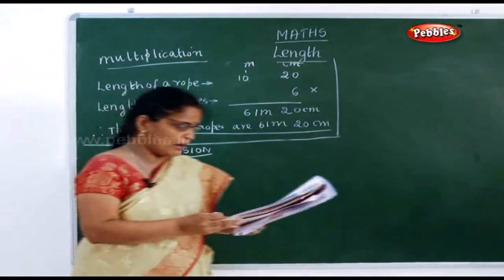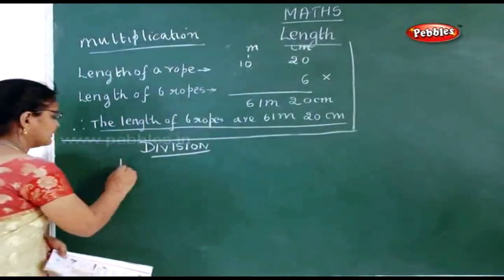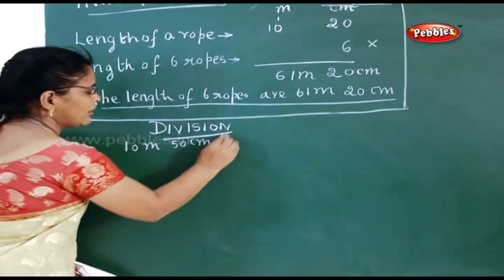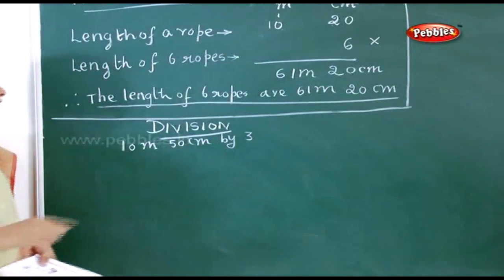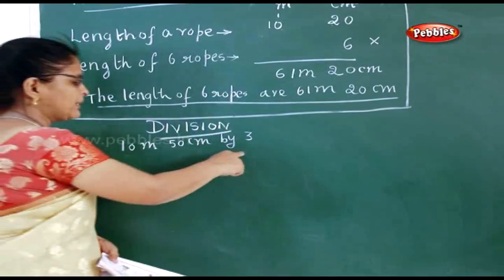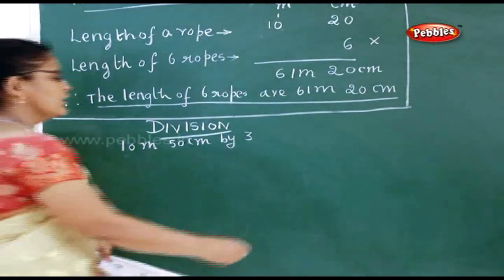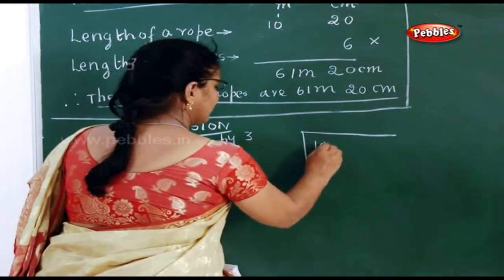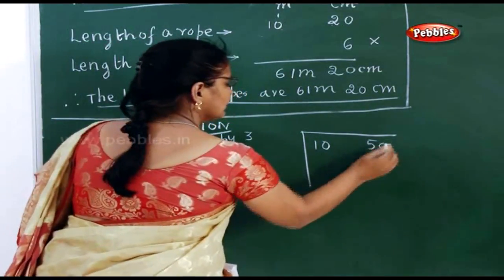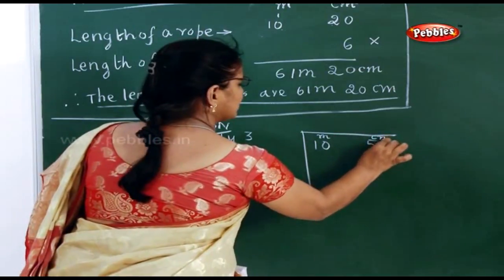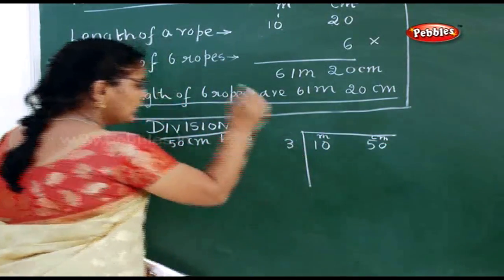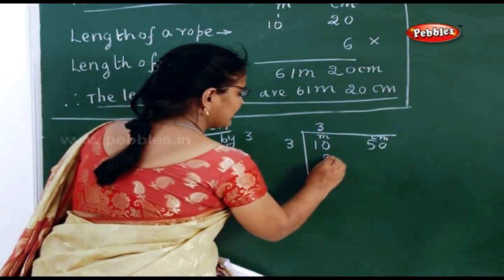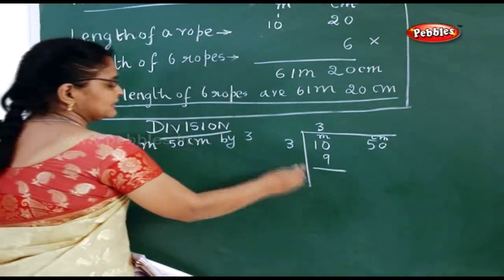See, in the division sum in your book, divide 10 meter 50 centimeter by 3. So what they have given? Divide 10 meter 50 centimeter by 3. Now what will you do? Immediately you have to put it like this, division. So you will write 10 here and 50 here. Is it clear? Now on the top you can write meter and centimeter. Now dividing by 3. What are 3 3s? 3 3s are 9. So immediately 9 here and 10 minus it.